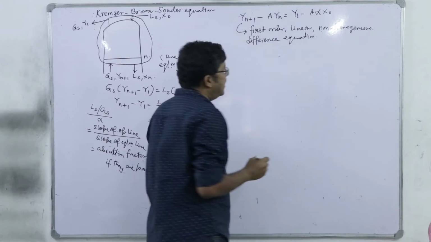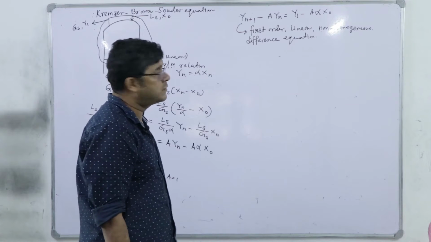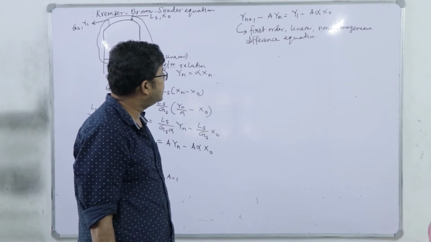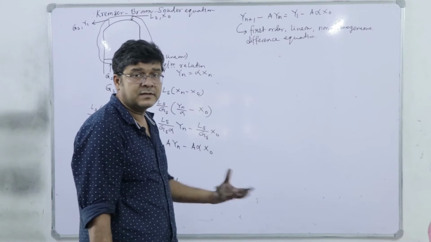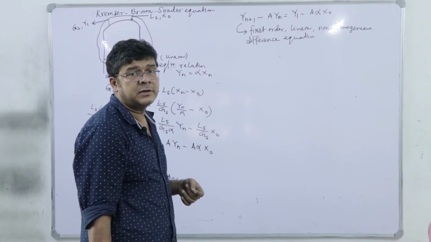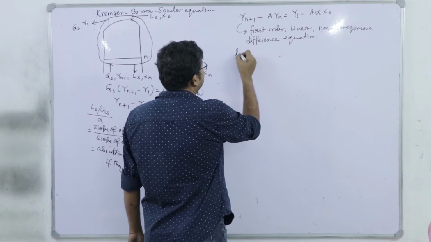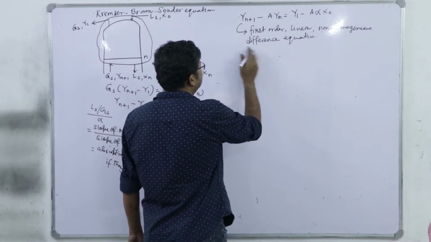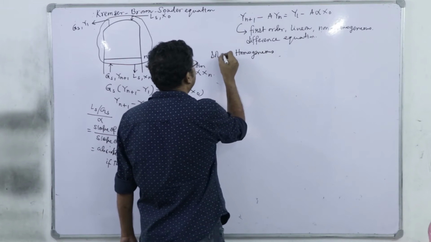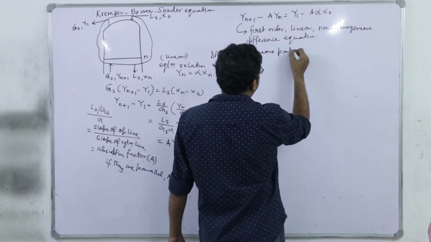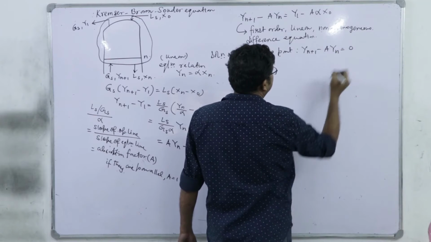Right. And we can solve it very similarly to the technique we have used to solve the first order linear non-homogeneous differential equation, upon breaking the solution into complementary function, which is a solution of homogeneous part, and particular integral, which is a solution of non-homogeneous part. Here the same or similar technique can be applied. So, we have to go for a trial solution. So, a solution of homogeneous part, which is yn plus 1 minus A yn is equal to 0.